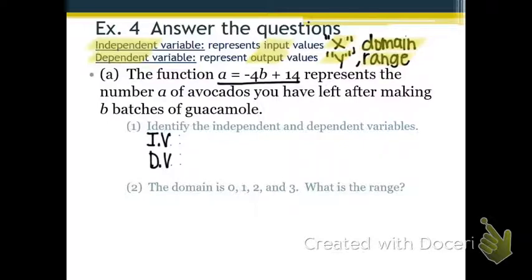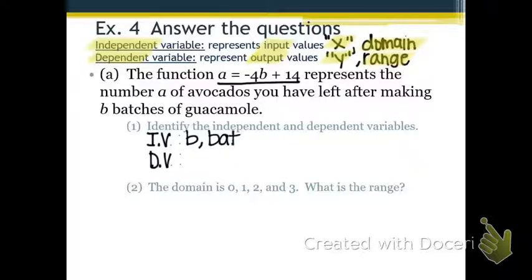Because that's going to be our independent variable, our input. So which of those variables is sitting in the spot where we can put in anything that we want to? B. Okay, remember, we already talked about how the variable that sits alone is the dependent variable because it's waiting to see what happens on the other side. Okay, the A is going to depend on what happens on the other side. So your independent variable for this problem is B.